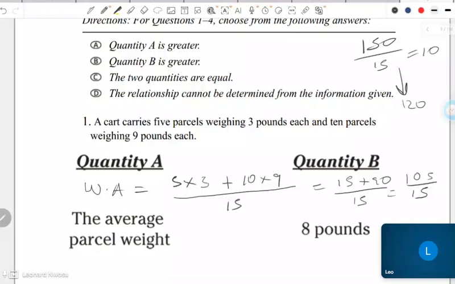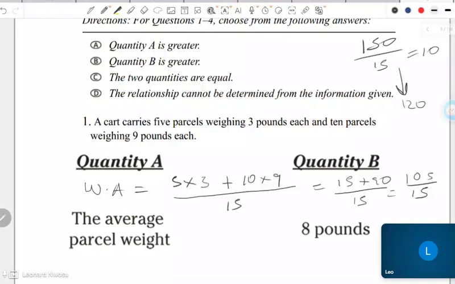So 5 times 3 plus 10 times 9 divided by 15. So 15 is 5 plus 10. We are comparing this, so we don't need to finish all the math. 15 plus 90 is 105 divided by 15. To know whether 105 divided by 15 or 8 is greater, one thing we did, okay, shade.